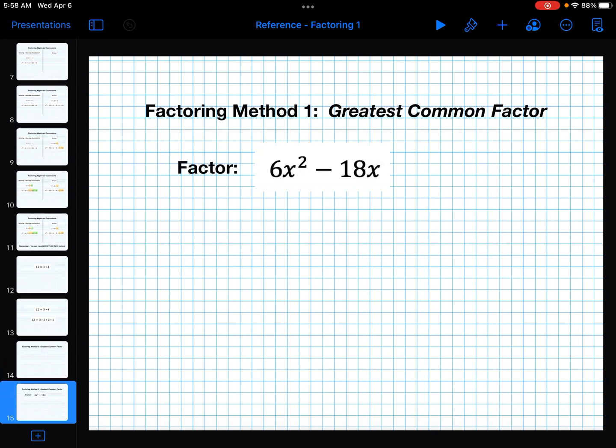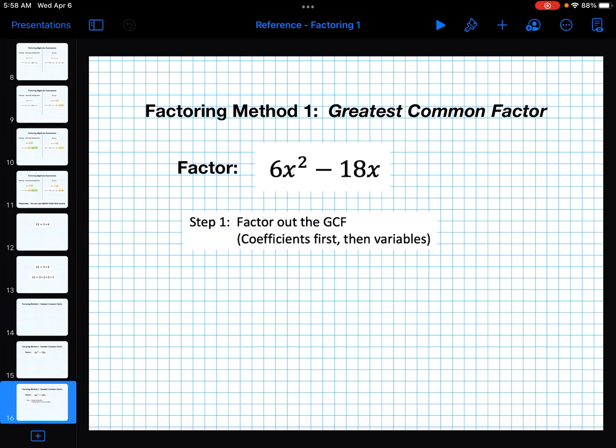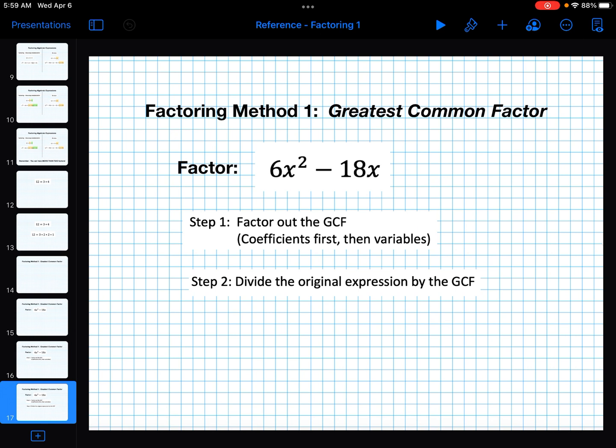So here's a simple expression: 6x squared minus 18x. What you're going to do to find a greatest common factor and then use it to factor the expression is factor out the GCF, that's short for greatest common factor, first in that order, coefficients first, then variables, and then divide the original expression by the greatest common factor to find your second factor. Remember, when you factor, you have to have at least 2 results, 2 factors. Otherwise, it doesn't make sense.